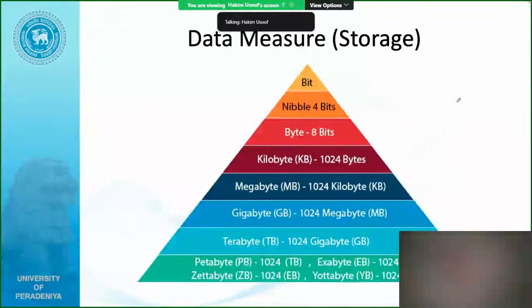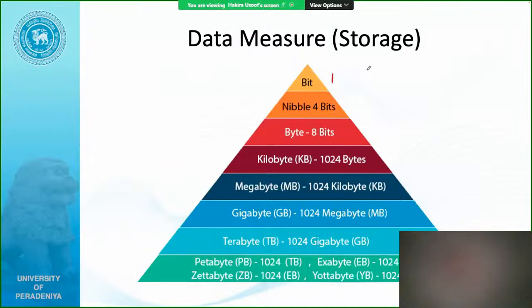So now you need to understand how data is measured, because we always talk about megabyte, kilobyte, gigabyte, terabyte. We use these words, right, interchangeably. But what is this, right? So I told you the smallest measuring unit is a bit. It's just one or a zero, right? There is nothing in between. It's either one or zero, right?